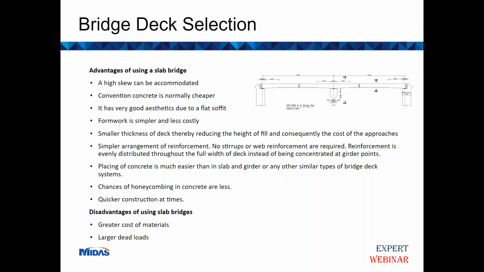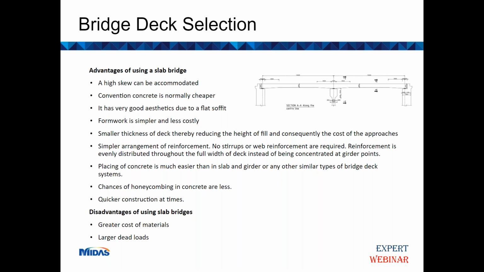The disadvantages that this comes with is that there's greater cost of materials, and especially the dead loads. You can just imagine how much dead load is going on to that middle pier. Because of 800, 0.8 times 25, the dead load, that's around 20. The dead load is really enormous. So that's the biggest disadvantage that comes with the slab bridge.